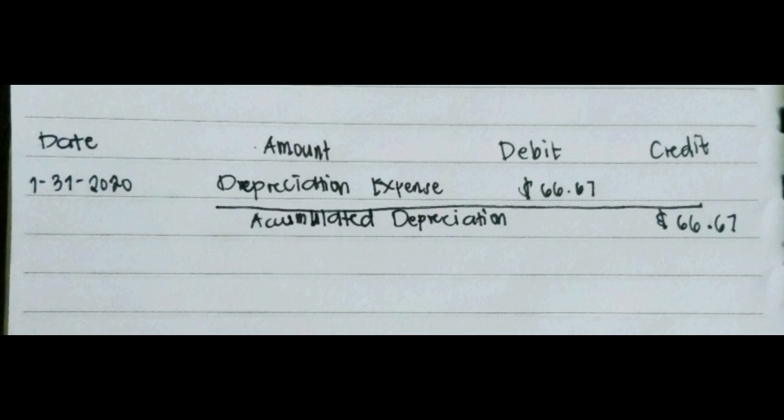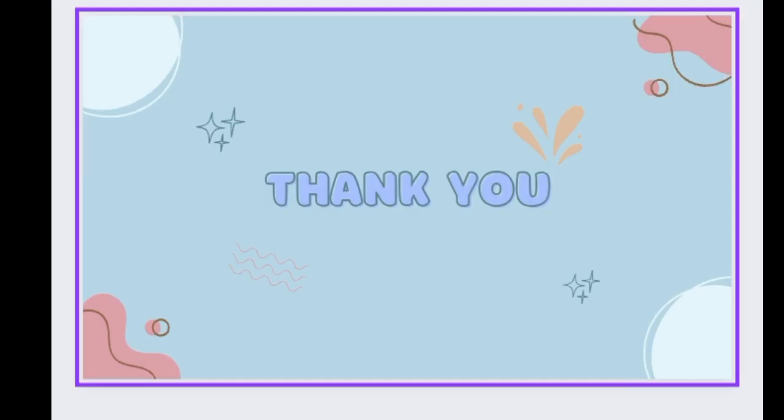Based on the number of years that the asset will last, your monthly depreciation total is $66.67 per month for 5 years. To record depreciation, your journal entry will be like this. This journal entry can be recorded the same way as your depreciation expense will not change for the next 60 months unless the asset is sold. That's all for the adjusting entries.